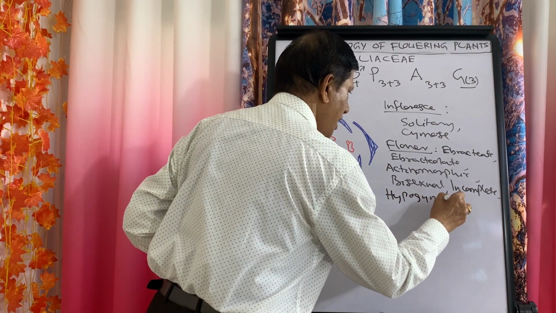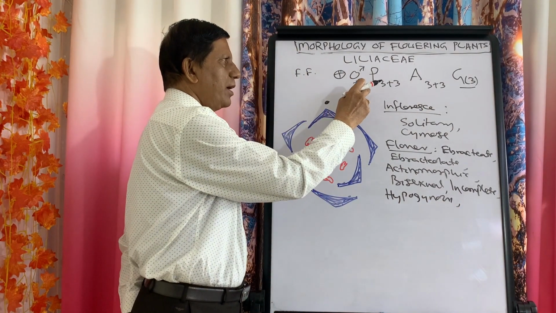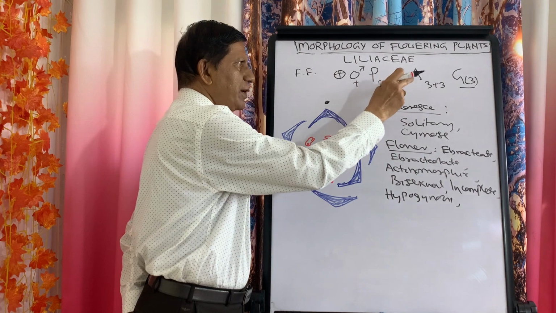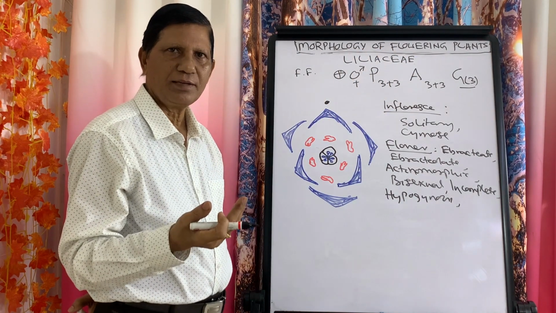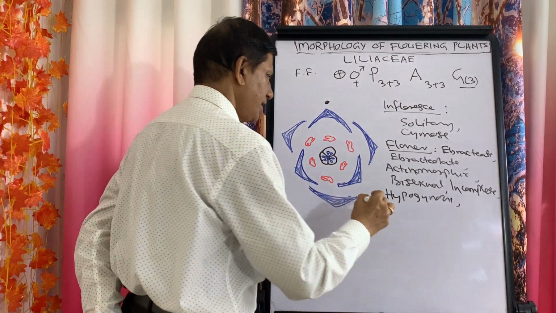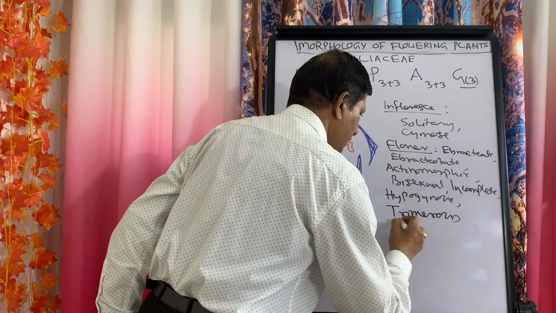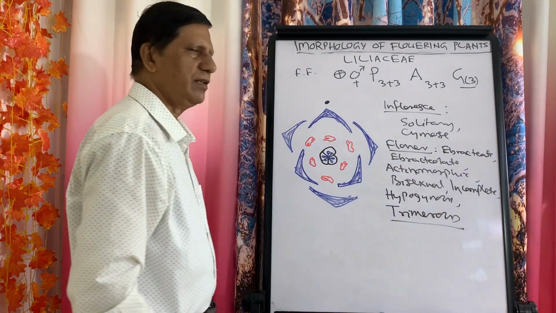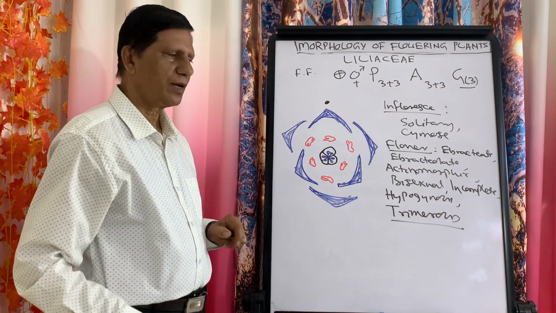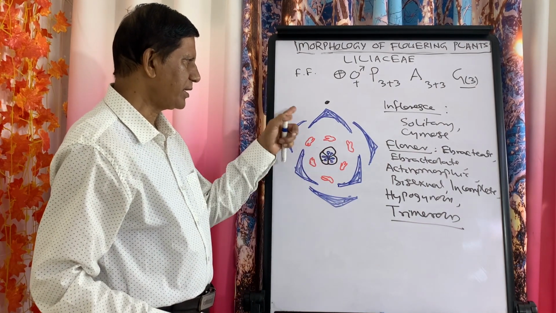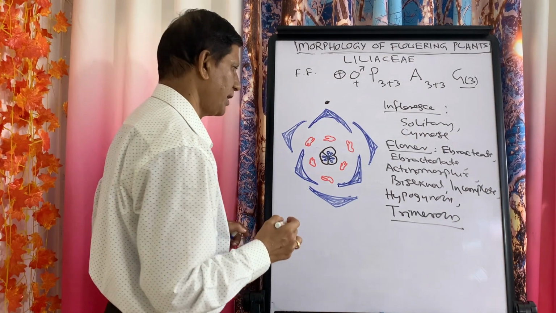And another important thing, here you see the number of tepals, stamens and carpels, they are either 3 or multiple of 3. That means we can write it trimerous. Trimerous, and this is one of the important conditions of this family that we have to remember. That means they are multiple of 3 or 3. The carpels are 3, but the stamens and the tepals, they are multiple of 3, that is 6, 6. So that is an important character.